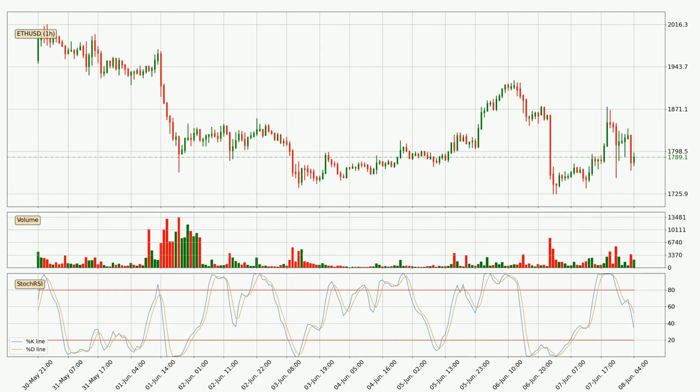Jumping to the hourly stochastic RSI, there are no signs of the stochastic RSI being oversold or overbought at this time, but the %K line is below the %D line, which means the current trend is on the downside.